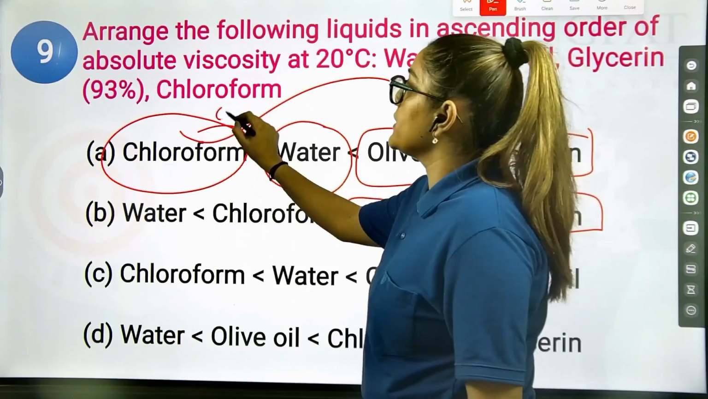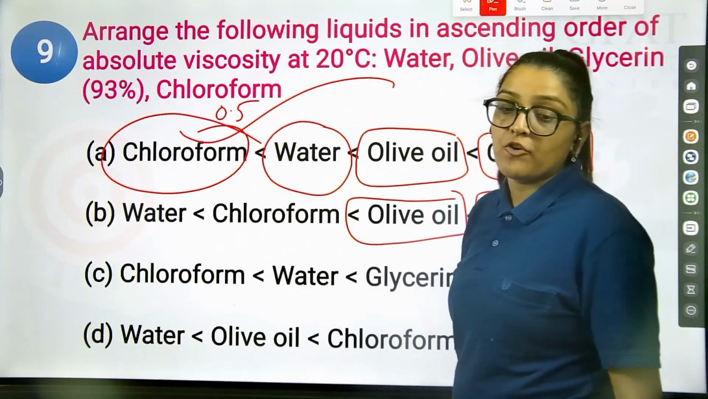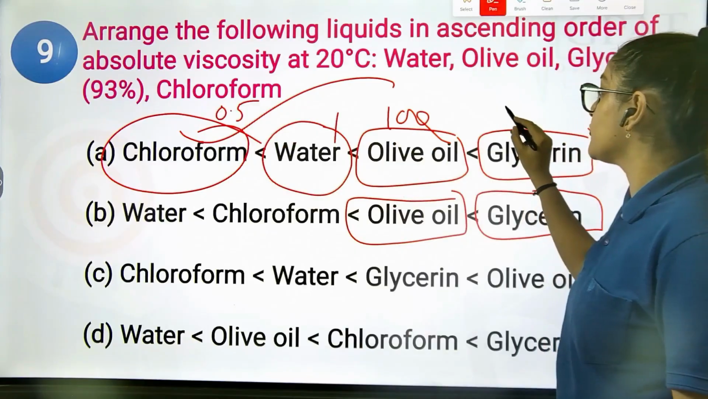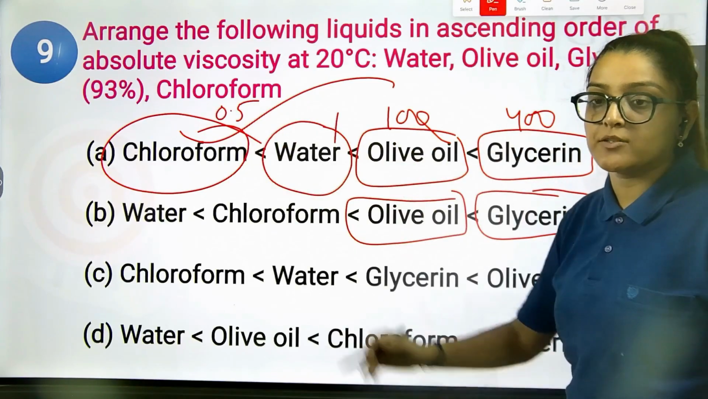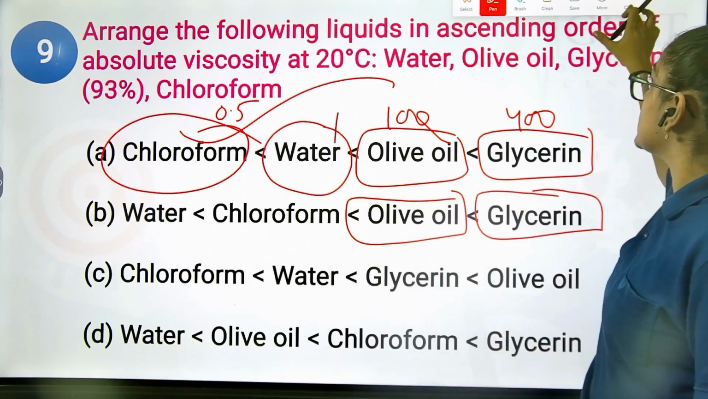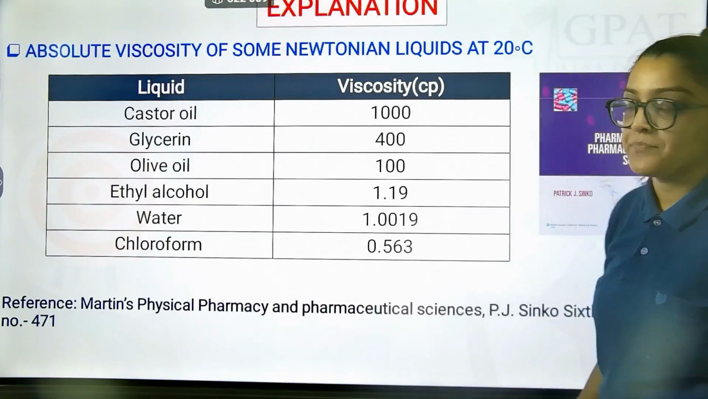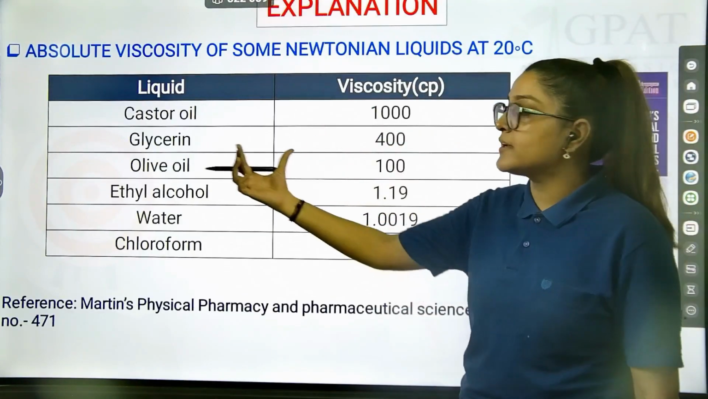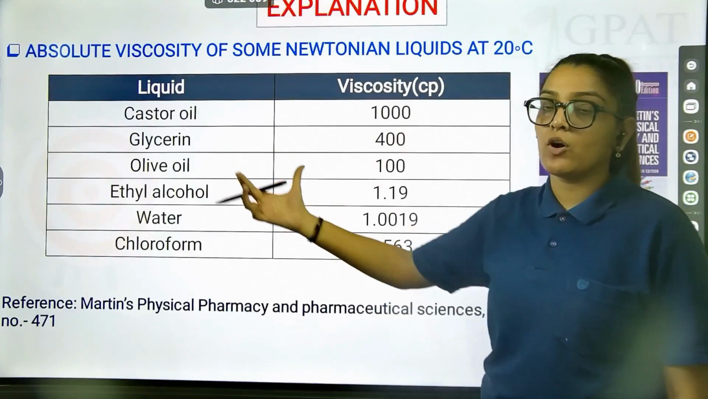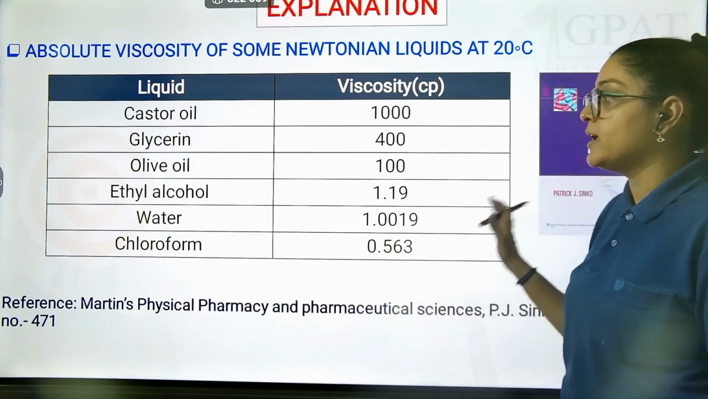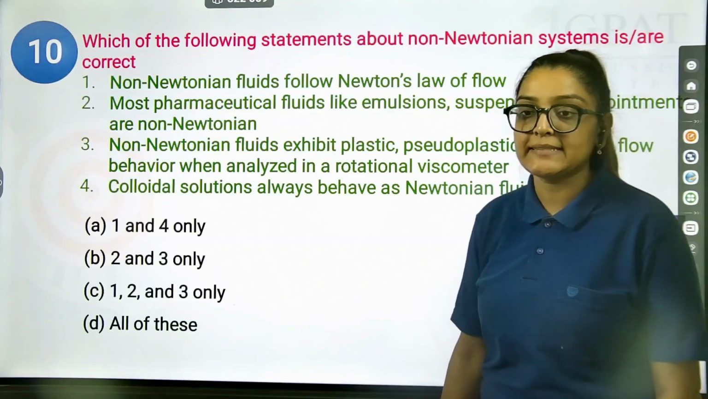For the chloroform it is around 0.5, for the water it is around 1, for the olive oil around 100 and for the glycerin around 400. So can you see the values? It is clear that option A will be correct. Here for castor oil 1000, for glycerin 400, for olive oil 100, ethyl alcohol 1.19, water 1, chloroform 0.563.